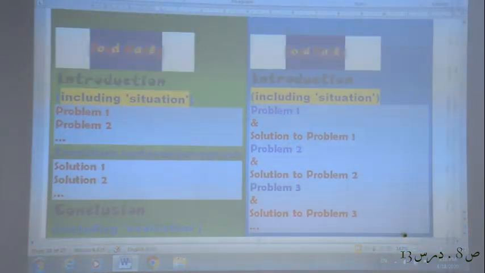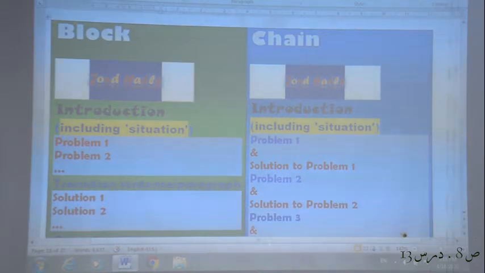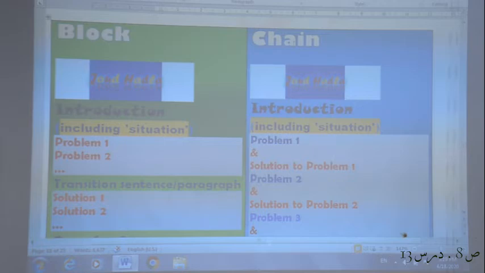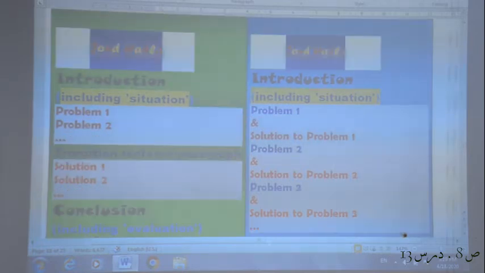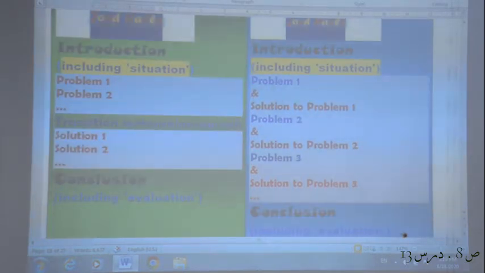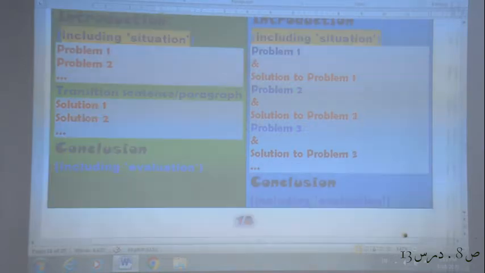Now, what about the other structure of problem solution essay? Here we can talk about a chain structure. In this case, we will talk about one problem and one solution to this problem, then another problem. So you will state a problem and solution, and so on in one paragraph.